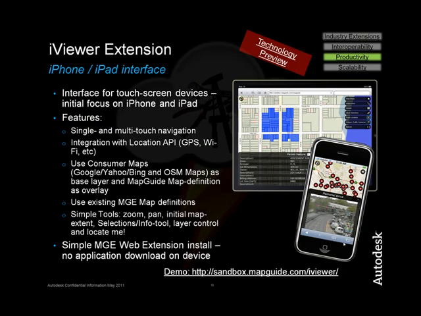Another exciting feature is iViewer, which enables users to browse MapGuide data from mobile devices such as iPad or iPhone. It supports single and multi-touch navigation, integration with the location API, using consumer maps as a base map, and providing the basic map browser tools, including pan and zoom, etc. It is just a simple web extension. Users do not need to download or install any applications on their devices.